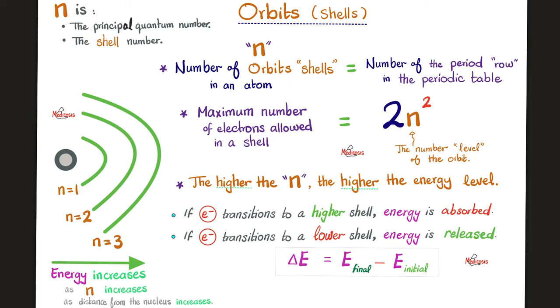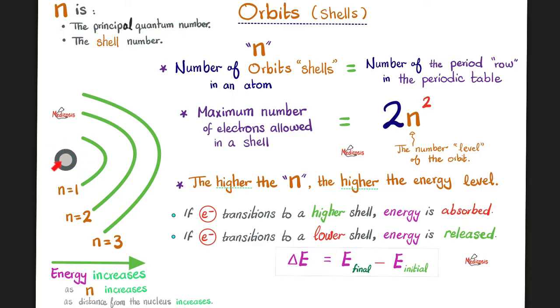Now on to today's topic, orbits or shells. We give them a number called n. So n is the shell number. It's also known as the principal quantum number. In the upcoming video, I'll tell you about 4 different quantum numbers. This is the first of them, the principal quantum number.